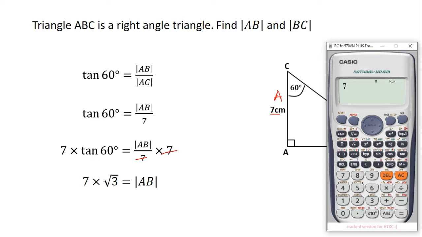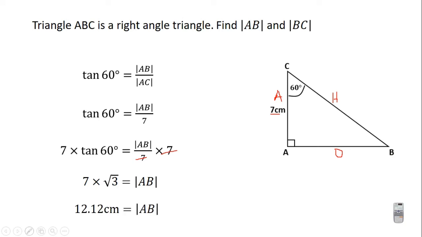So 7 times square root of 3 is giving us the surd form. If you watched the video on surds, we said that if you click on the S to D button, it will change it from surd form to decimals. So we have 12.124, and the number goes on and on. I'll leave my answer to 2 decimal places. So we have AB is equal to 12.12. Don't forget the units, centimeters. So the length of AB is 12.12 centimeters.